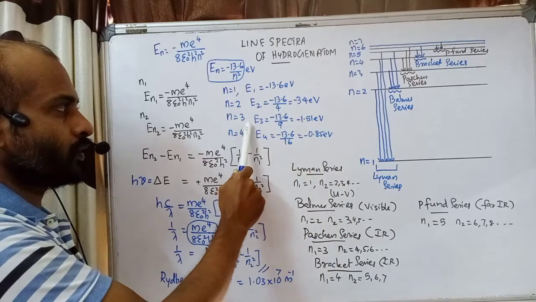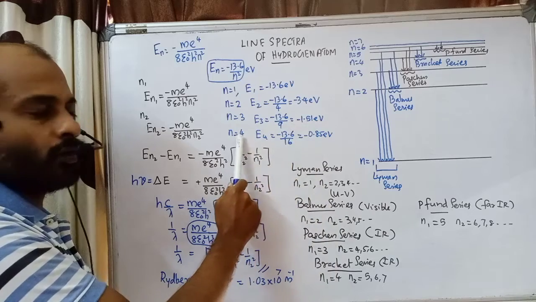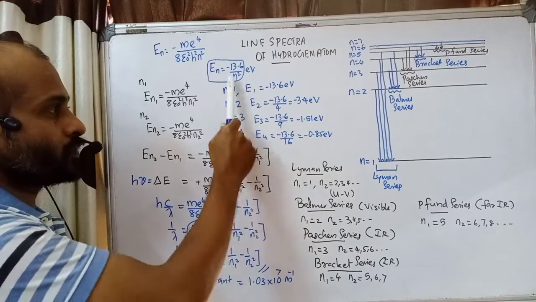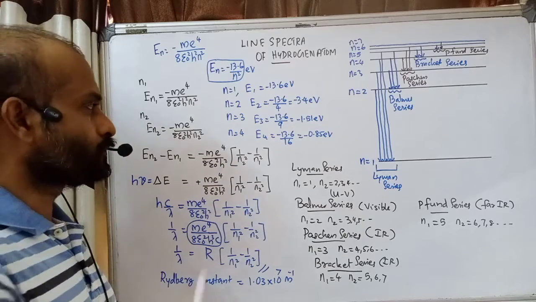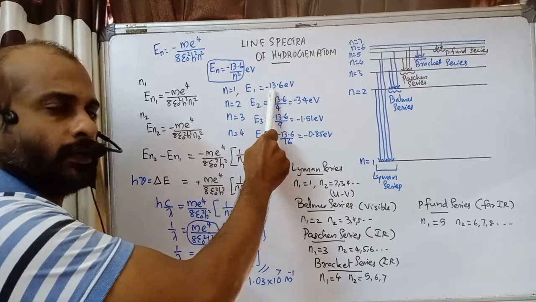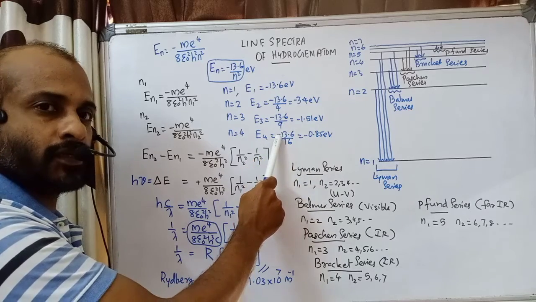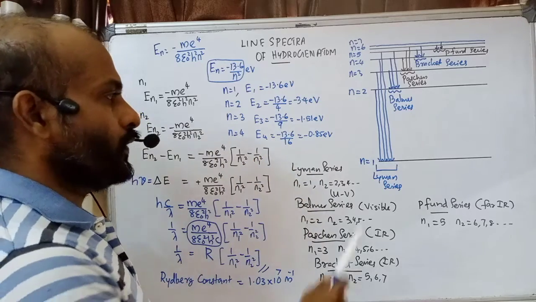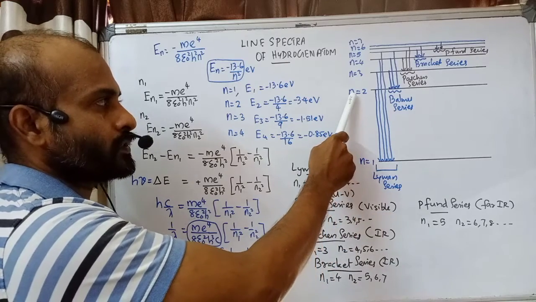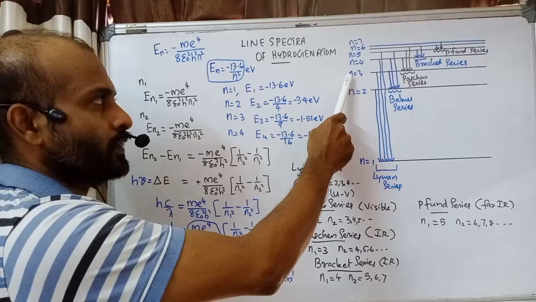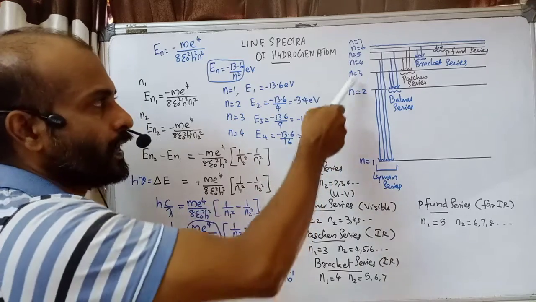For n is equal to 3, you divide by 9 and get minus 1.51. For n is equal to 4, we divide by 16, and we will get minus 0.85 eV. These are called energy levels. This corresponds to the ground state, first excited state, second excited state, third excited state, and so on. We can represent n is equal to 1 as the ground state, n is equal to 2 as the first excited state, then n is equal to 3, 4, 5, 6, 7, and so on. These are the higher levels.